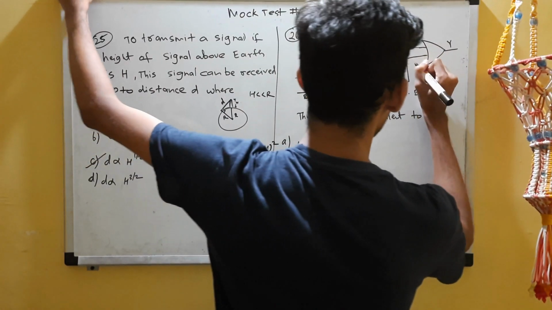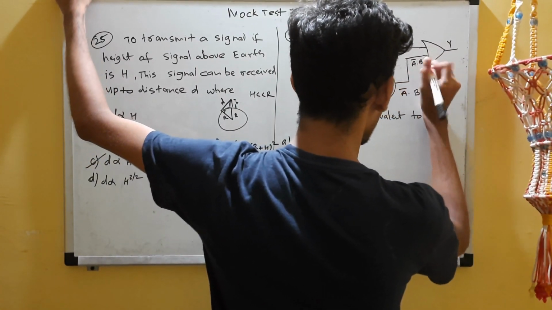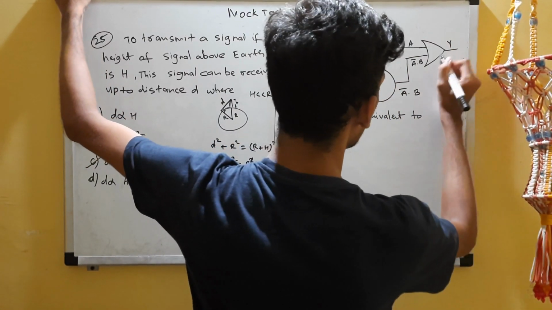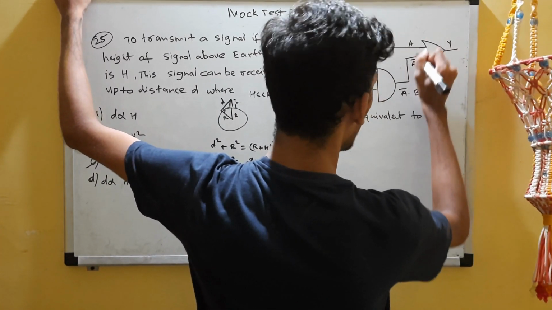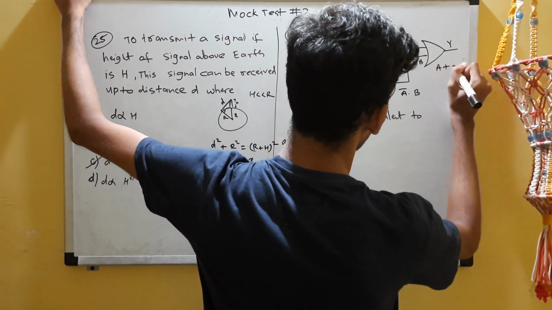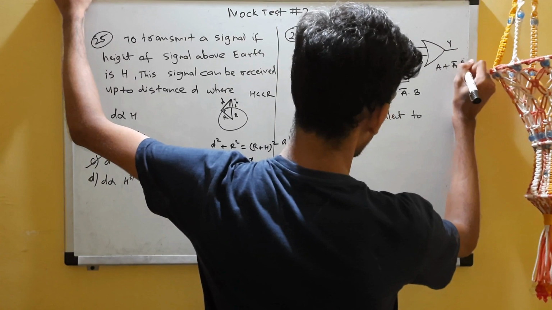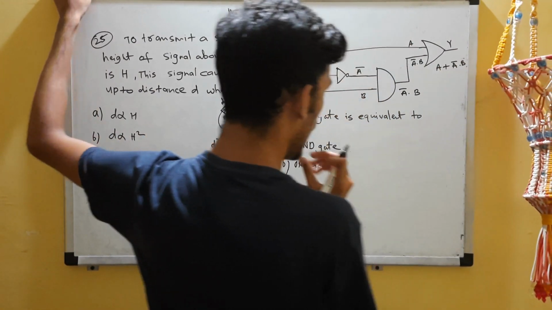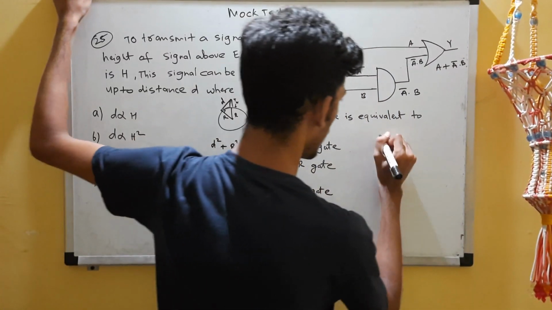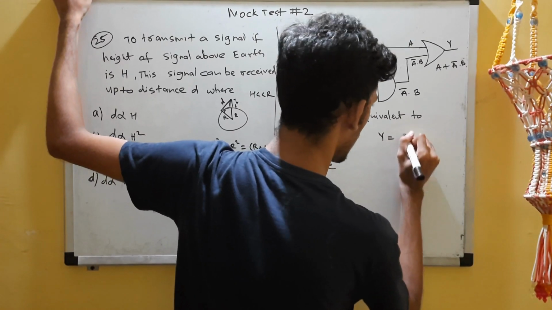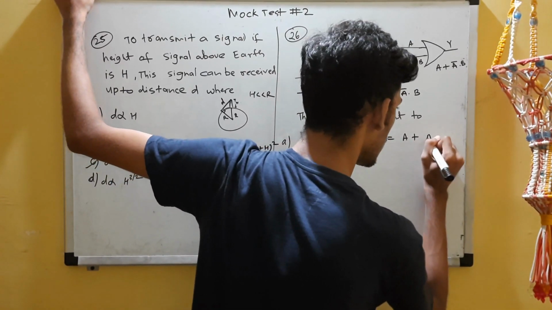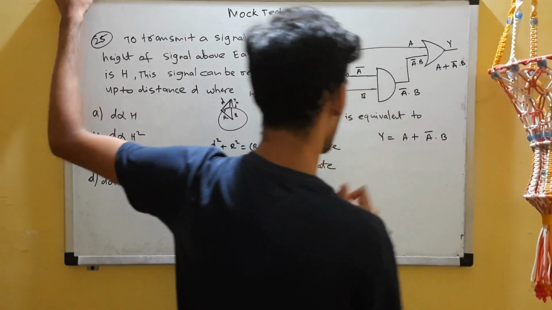So this output will go as input over here. So A, and A bar B. So basically this is an OR gate. The OR gate adds the two inputs, right? This and this input it will add. Now we have to say what this stands for: A plus not A into B.